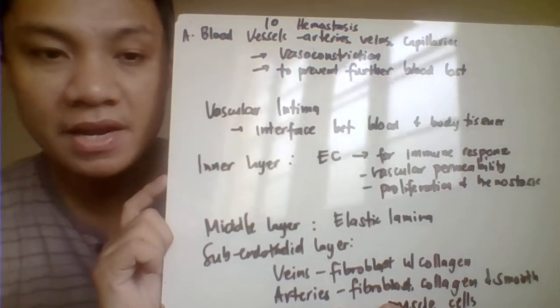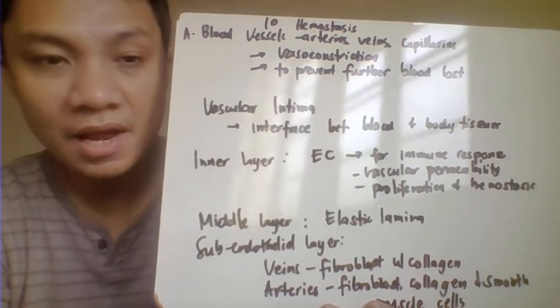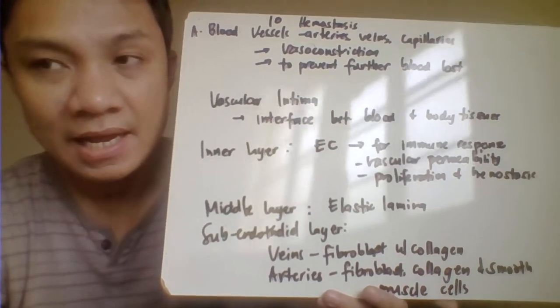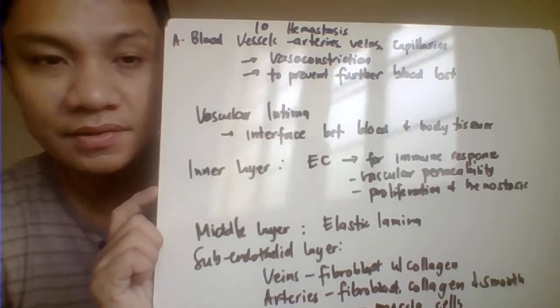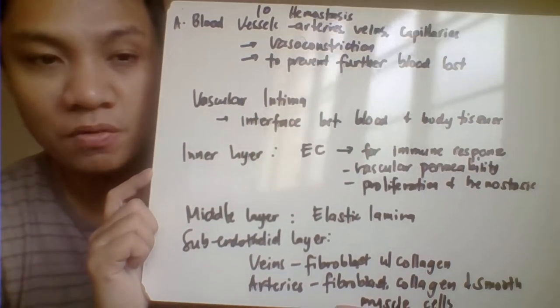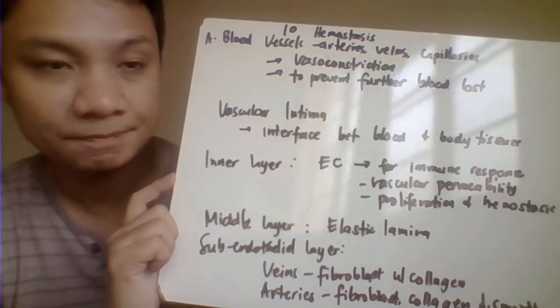Okay, so we have here the primary hemostasis again. So we have your blood vessel. Other name for that is your vascular intima. So again, the primary tendency here of the blood vessels to help stop the bleeding process, to prevent further blood flow or further blood loss, we have here your vasoconstriction.